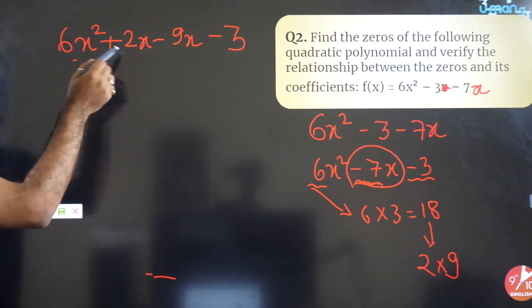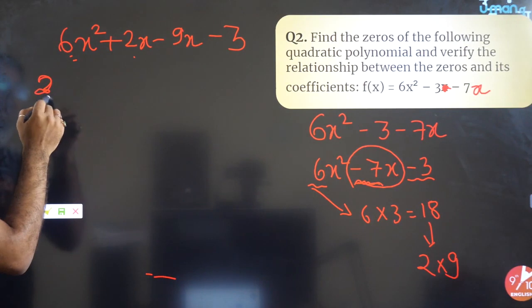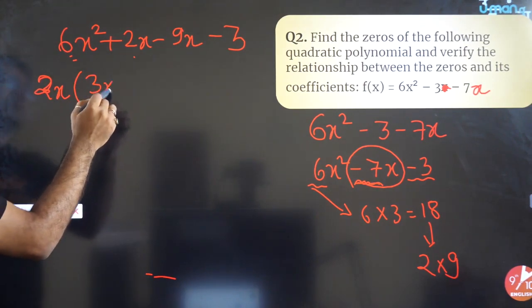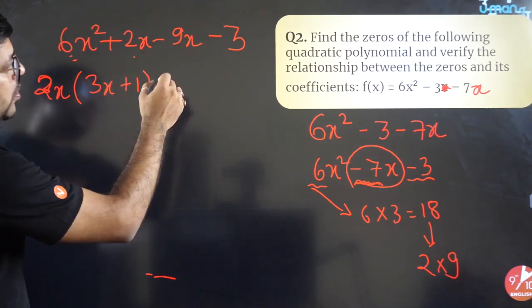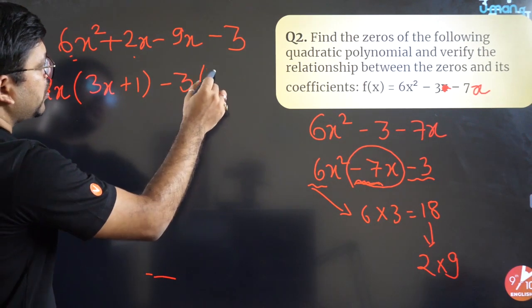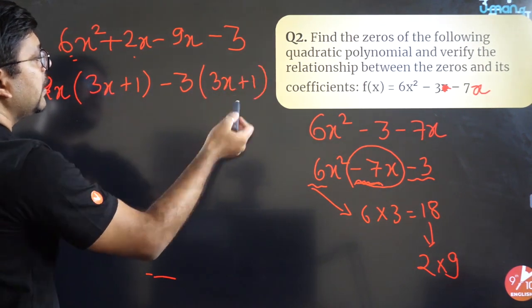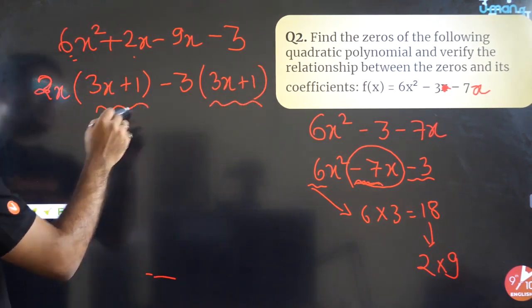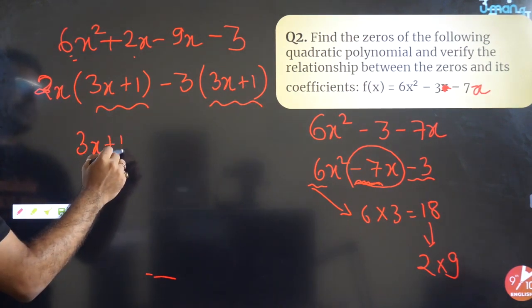Now I'll take common from both of them. So if I take common, 2x is common, remaining is 3x plus 1. From here, what is common? I guess minus 3 is common. So 3x plus 1 again. From here, what do you have common? 3x plus 1, 3x plus 1. So this is 3x plus 1.